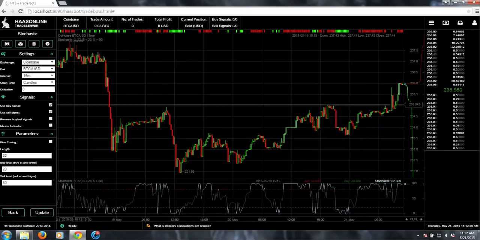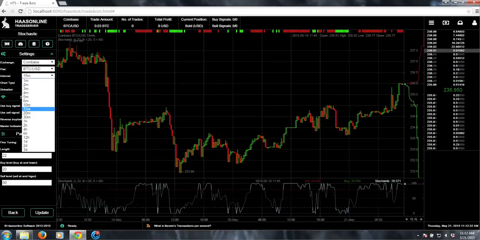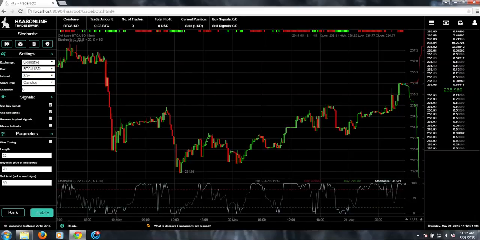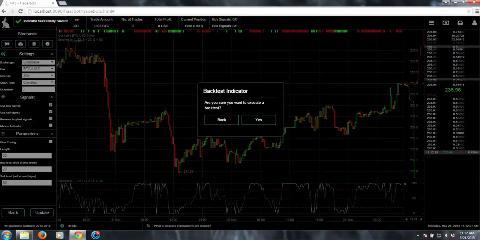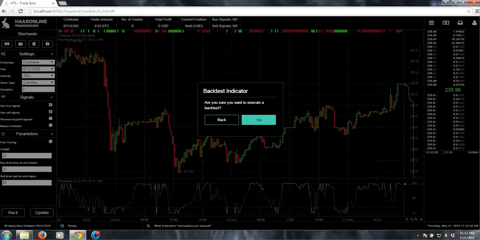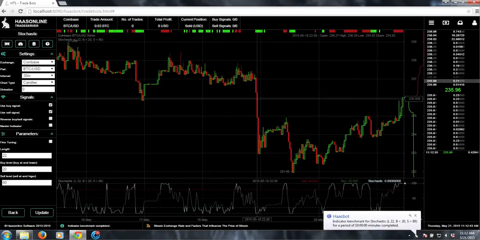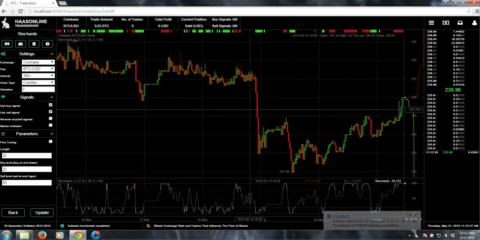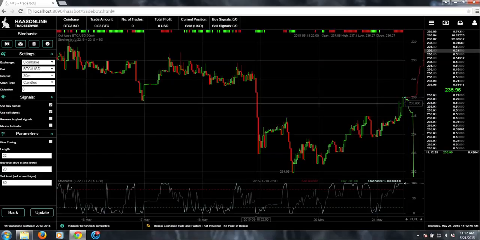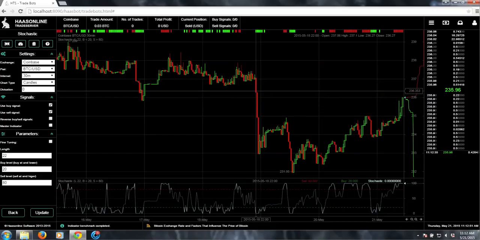Say I wanted to see what it looks like at 30 minutes. You just update, click on the little rewind button, which is backtest indicator, and just say yes. And then it'll go ahead and do that. Looking at it from this view, it actually looks pretty good. Yeah, 30 minute looks a little bit better, but this guy's buying a little too early, so I will want to tweak that.